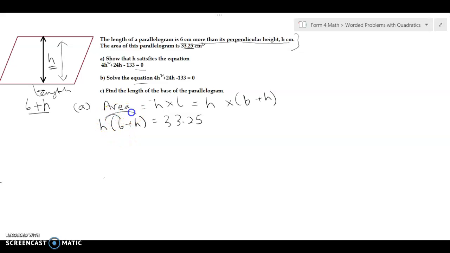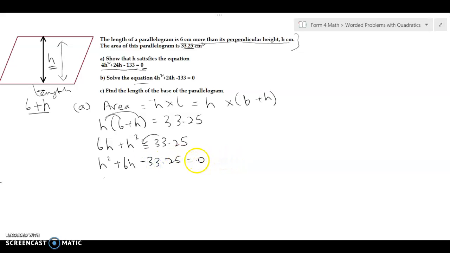So what we should do is expand. So we get 6h plus h squared is equal to 33.25. Bringing it over here now, we'll bring everything on this side. Now the reason why I'm doing that is because if I go to part A, I'm seeing all my values here on one side, and on the other side I have just 0. So if I go across here, I will get h squared plus 6h minus 33.25 is equal to 0.